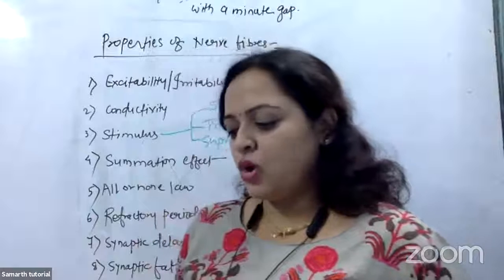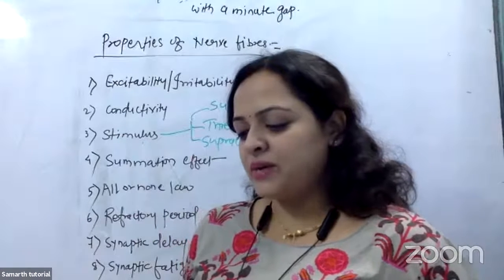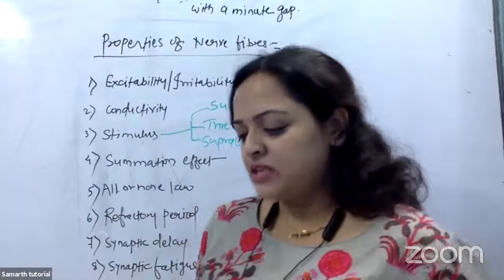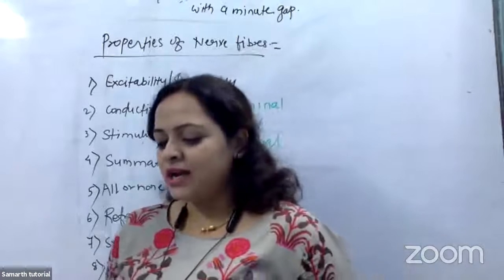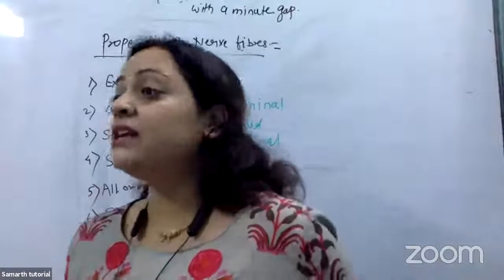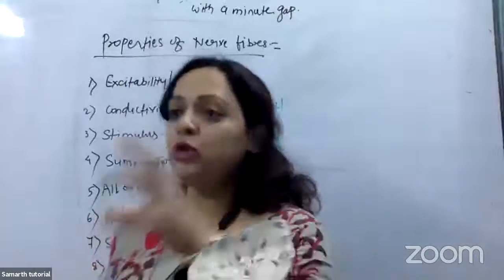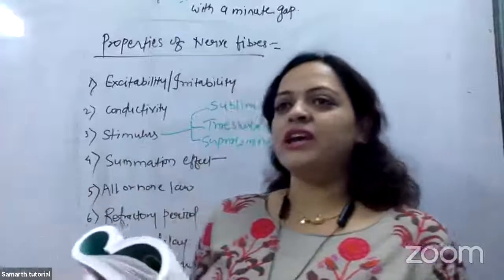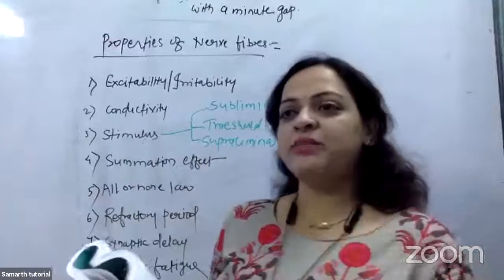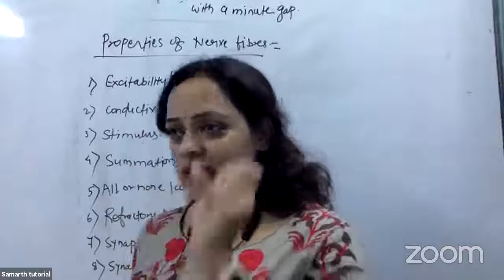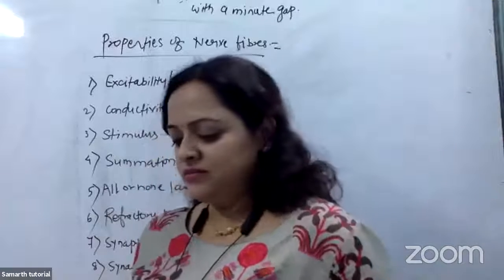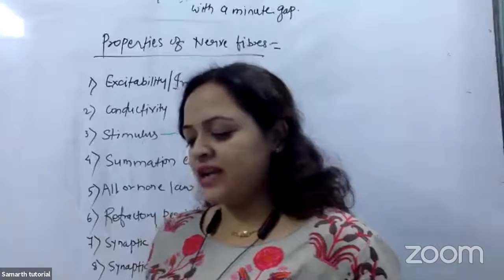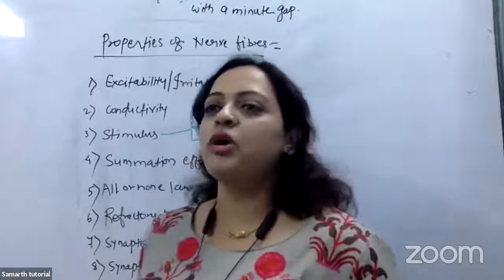So what exactly happens? The rate of transmission of impulse is higher in long and thick nerves. Thick nerves means which are medullated ones. The rate of transmission of impulse is higher in the medullated, the thick nerves. And it is also higher in homeotherms than the poikilotherms.